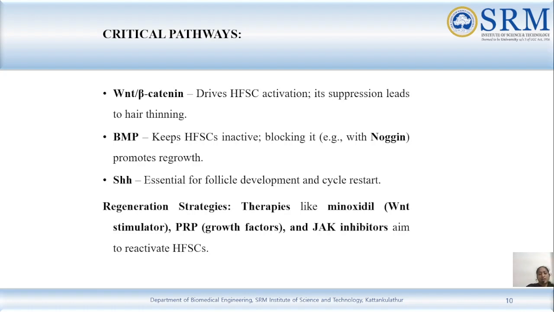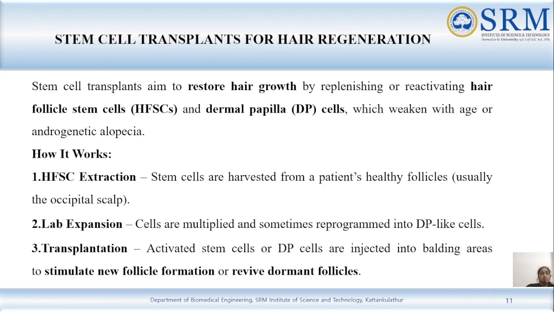You also have JAK inhibitors, which can help in boosting hair growth and thereby reactivate the follicle stem cells. If you're looking at stem cell transplants, they basically aim to restore hair growth by replenishing or reactivating the hair follicle stem cells and the dermal papillae stem cells, which generally weaken with age or androgenetic alopecia. So, how does this generally work?